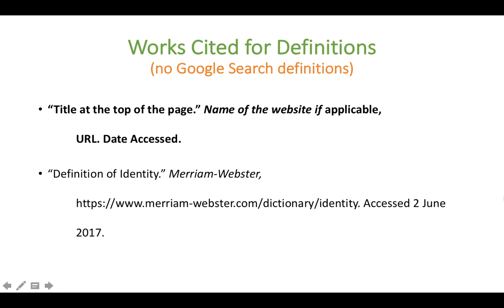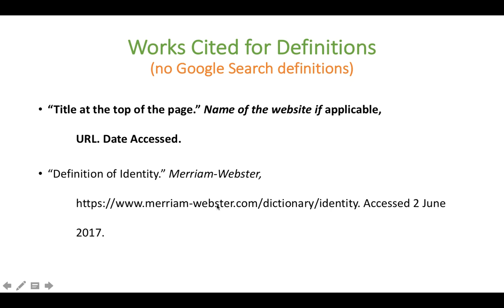Your works cited for the definition is going to look basically exactly the same. Make sure that you're not defining your issue using Google search. Actually use Merriam-Webster or Oxford Dictionary. So title at the top of the page, it won't quite be at the top. It'll be like "Definition of Identity" or something like that. And then make sure you have capital letters, period, speech marks around it. And then the name of the website is in italics, so Merriam-Webster or Brainy Quote, or, well, we're talking about definitions, so Dictionary.com, Oxford Dictionary.